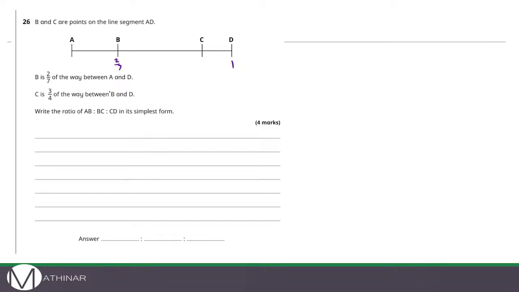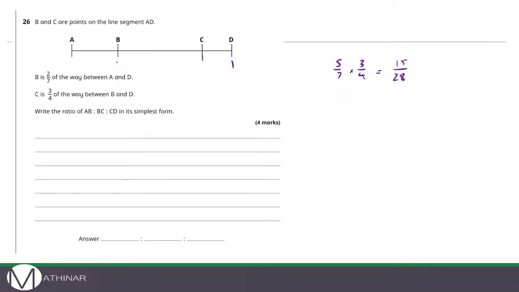So if it's 3/4 of the way from here to here, well, the distance between B and D is 5/7. And this is 3/4 of the way along. Okay, so 5/7. So we need to find out 3/4 of 5/7, which is 15 over 28. So this is 15 over 28 of the way along. Does that make sense? 3/4 there. Tell you what, let's write this all over 28.